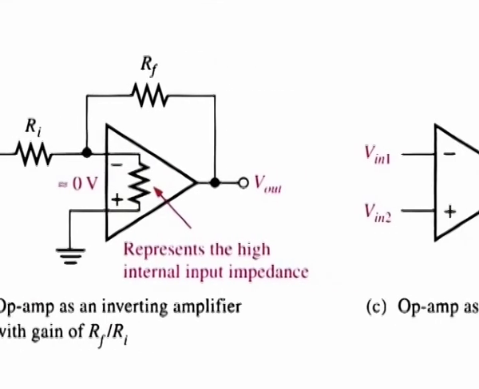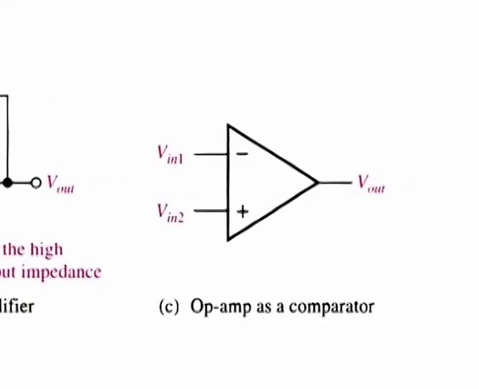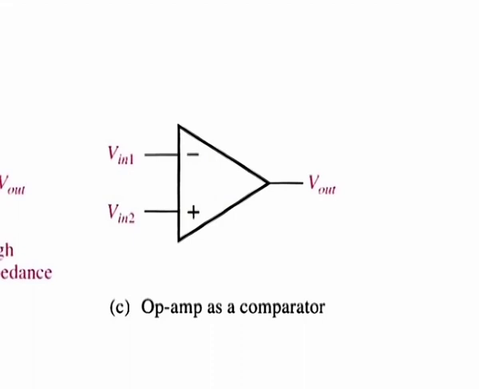When the op-amp is used as a comparator, as shown in part C of the figure, two voltages are applied to the inputs. When these input voltages differ by a very small amount, the op-amp is driven into one of its two saturated output states, either high or low, depending on which input voltage is greater.